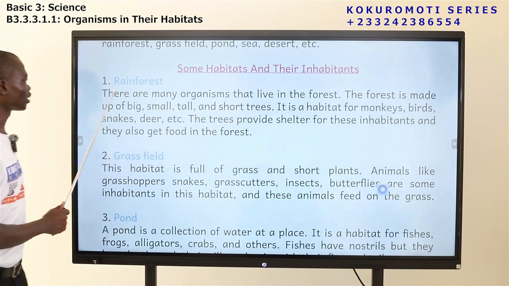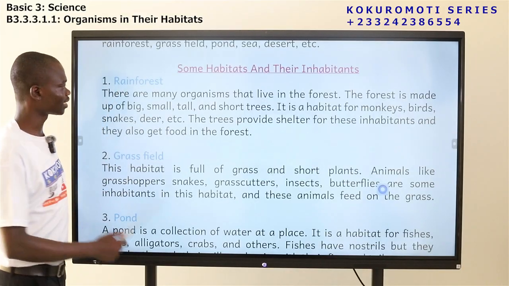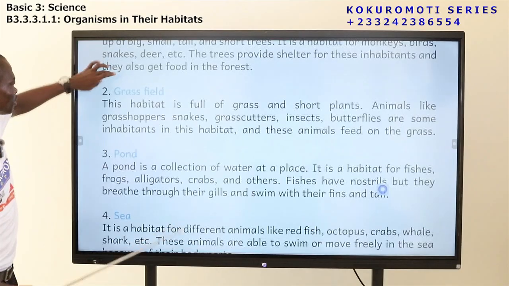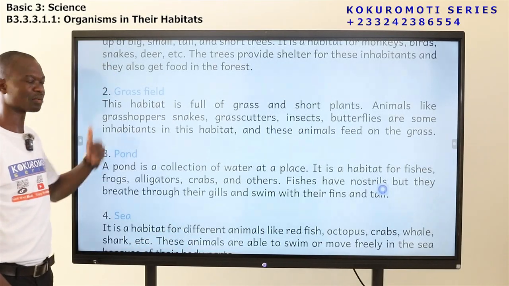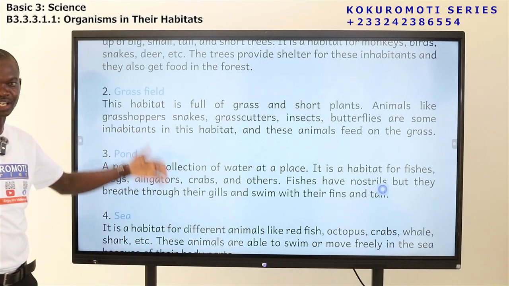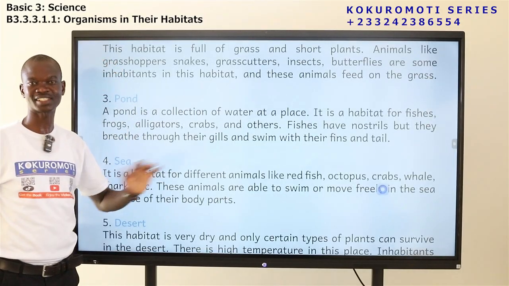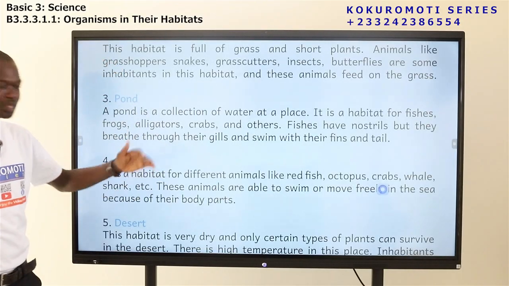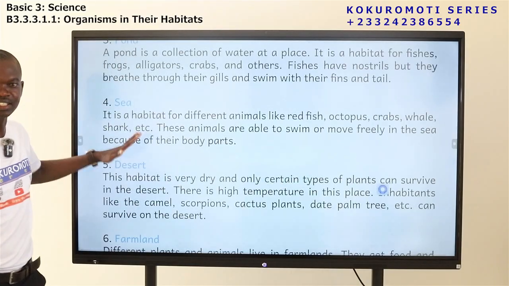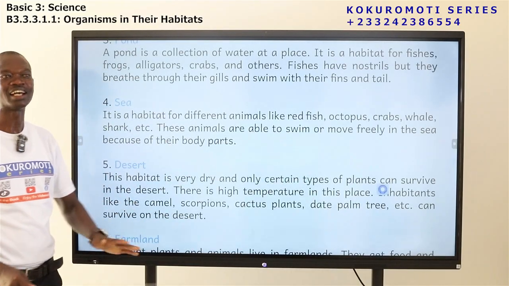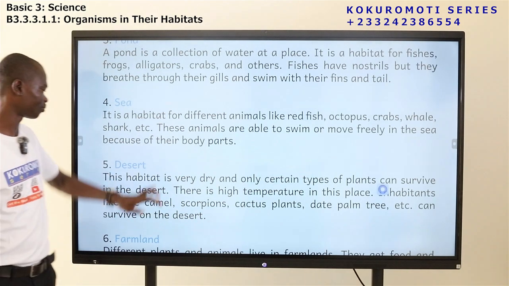So the first one is what? Rainforest, and we have said that there are some animals that can be found over there. The next habitat is what? Grass field. There are some animals and plants that we can find over there. The next one is what? Pond. So pond too is a habitat. There are some animals that we can find over there. We have sea. The sea too is a habitat. And in the sea, there are special animals that we can find there.